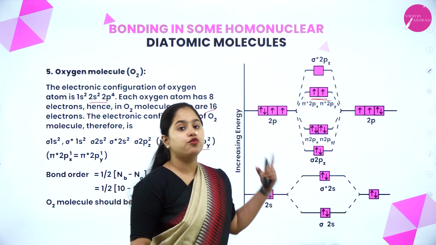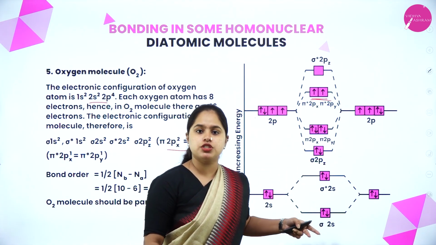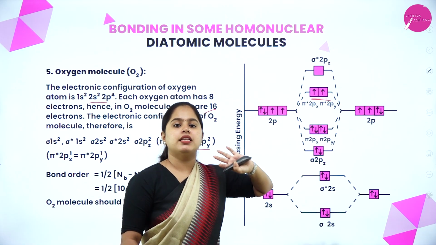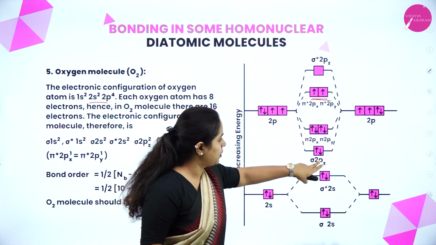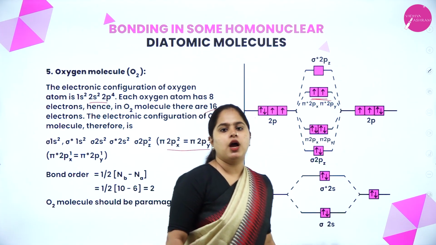So now the order for oxygen and fluorine molecules we have studied. In the case of oxygen and fluorine molecules, this is the order. And in the case of other molecules, sigma 2pz comes on top and pi 2px equal to pi 2py comes below. I hope it is clear.